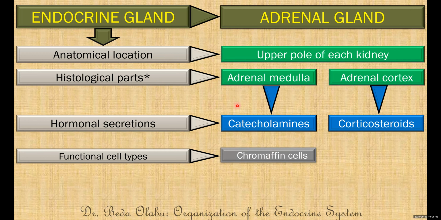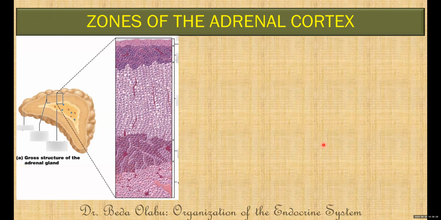The cells which produce catecholamines are chromaffin cells. They are within the adrenal medulla. The cells which produce corticosteroids are in 3 not well-defined zones. And I want us to talk about those zones. So let's talk about the zones of the adrenal cortex.